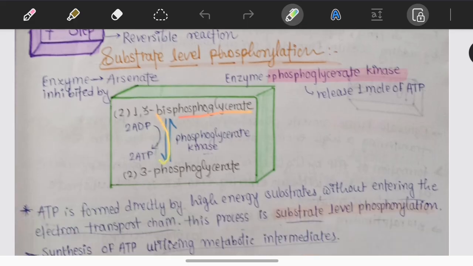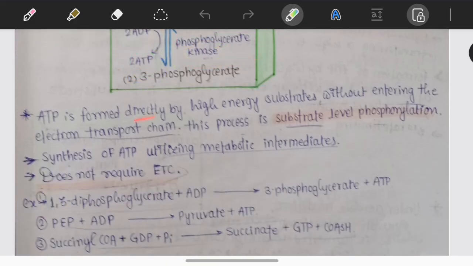1,3-bisphosphoglycerate is converted into 3-phosphoglycerate with the formation of 2 ATP, and the enzyme is phosphoglycerate kinase. Kinase, remember the formation of ATP. ATP is formed directly by the high energy substrate without entering the electron transport chain. This process is called substrate level phosphorylation.